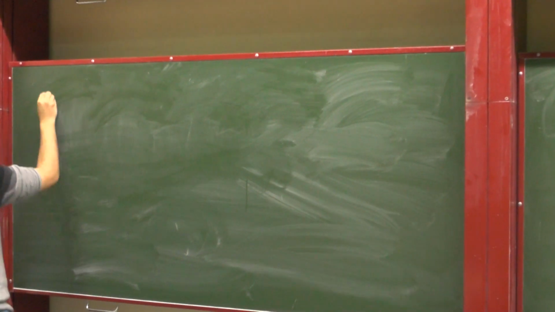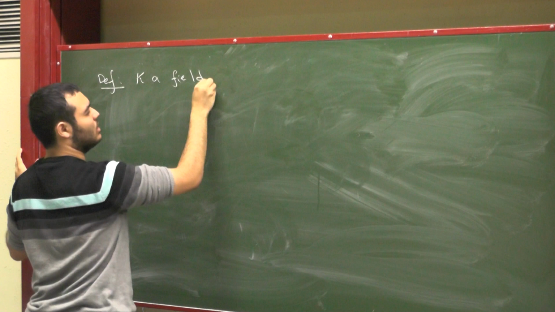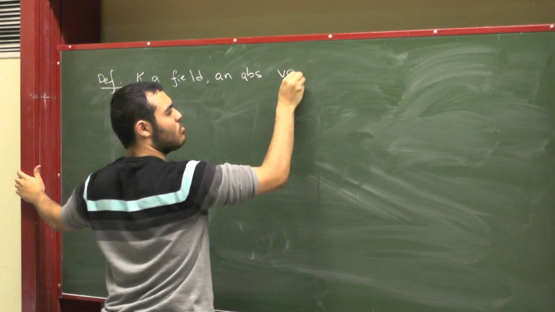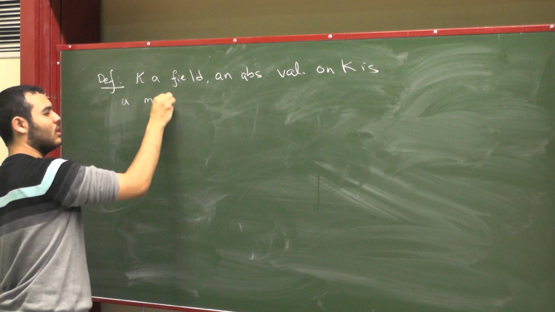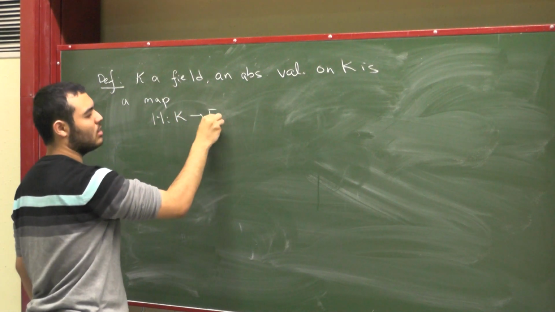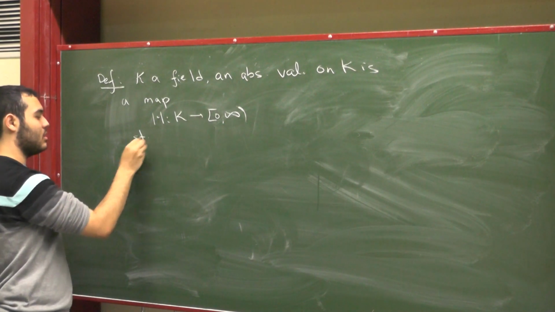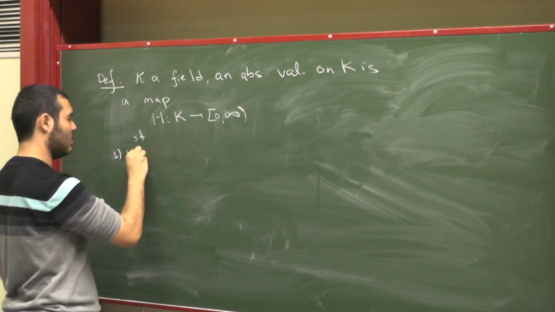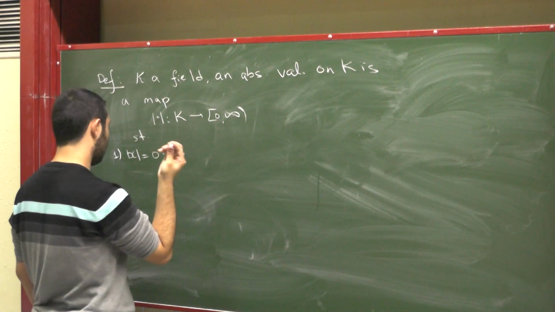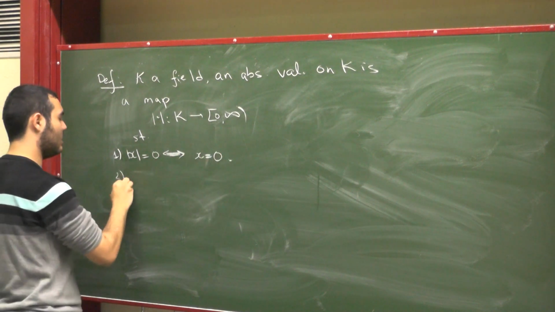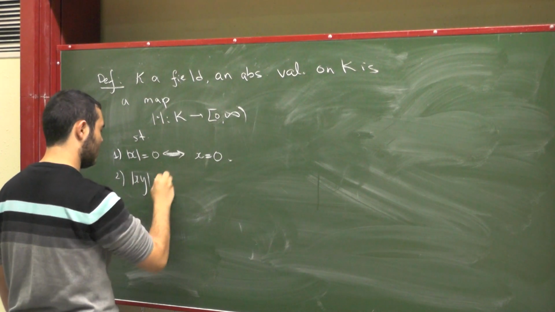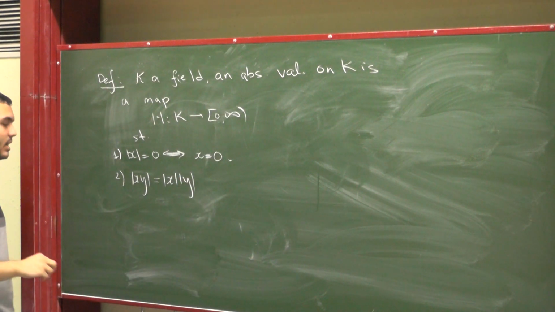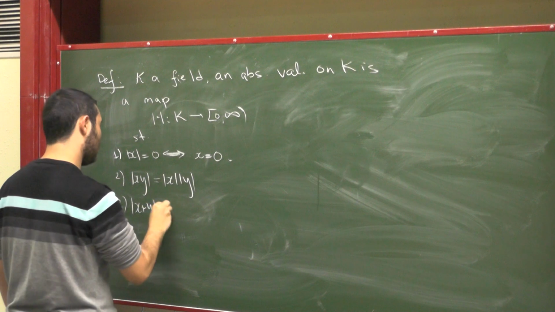So, definition. K is a field. An absolute value on K is a map from K to the non-negative numbers such that, at first, |x| is 0 if and only if x is 0. These are basically the axioms of a multiplicative norm. You want this to be multiplicative, and you want the triangle inequality.